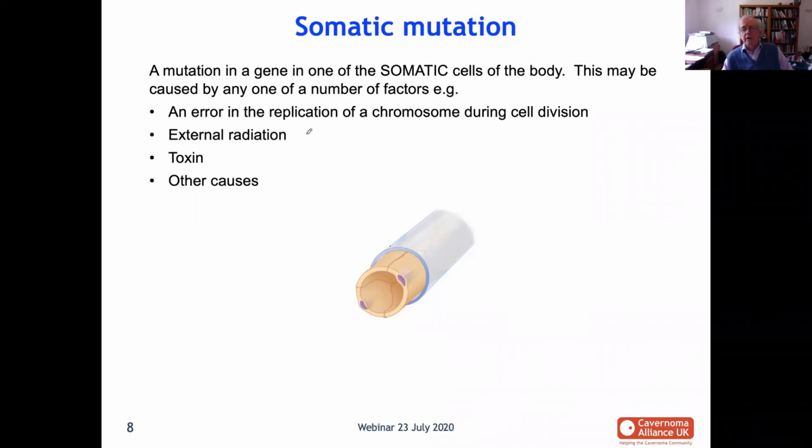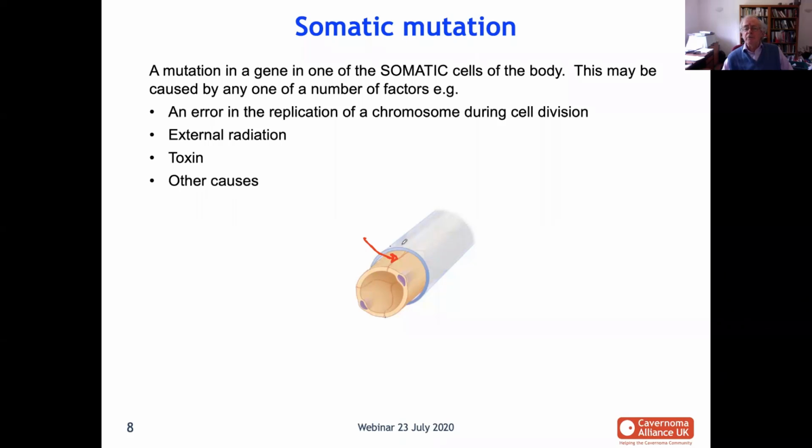It's at a low level. It can be from having X-rays, when it's a bigger dose for a very short time, but there's external radiation all the time. It can be from toxins, and no doubt it can be from other causes. But the point I want to make here is that a somatic mutation will happen on a single gene, in a single chromosome, in a single cell.